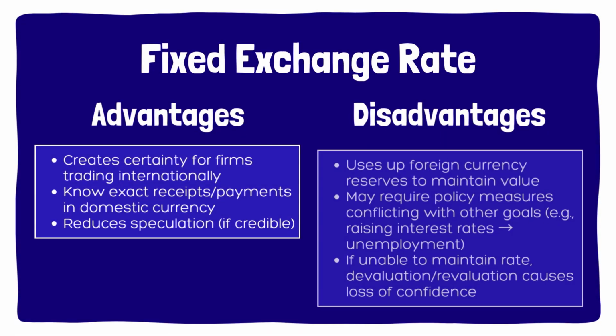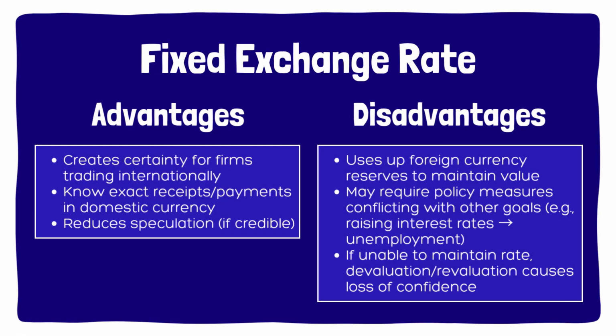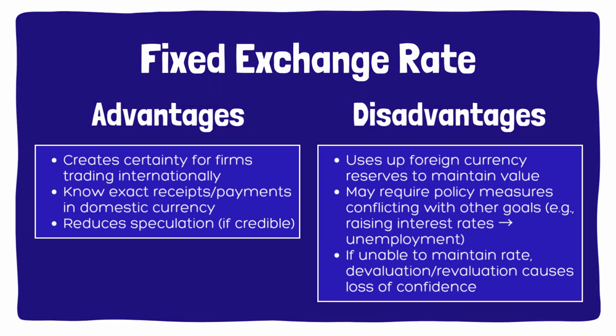Fixed exchange rates also have strengths and weaknesses. Their main advantage is stability and certainty. Businesses know the exact exchange rate they will use when trading internationally, making planning easier. However, maintaining a fixed exchange rate can be costly because central banks may need large reserves of foreign currency. Governments may also have to raise interest rates or use other policies that conflict with goals like reducing unemployment or encouraging economic growth. If a government fails to maintain the fixed rate, confidence in the economy may fall.